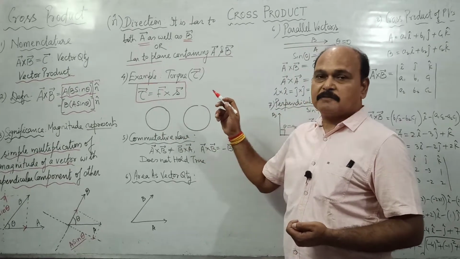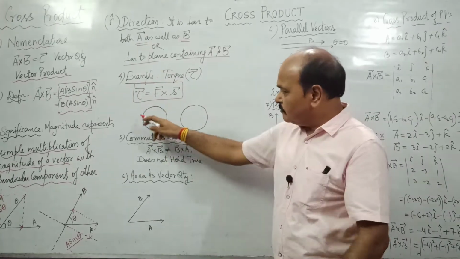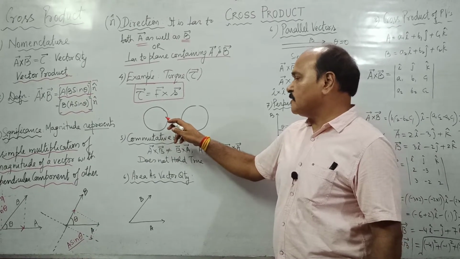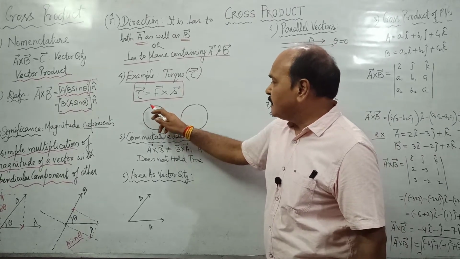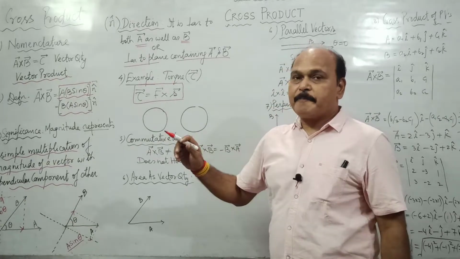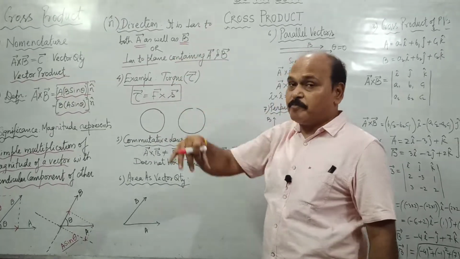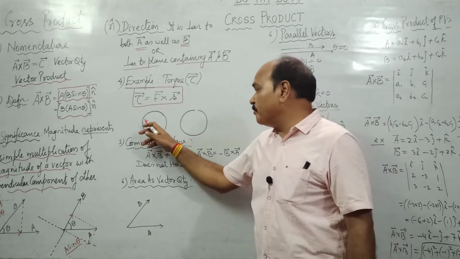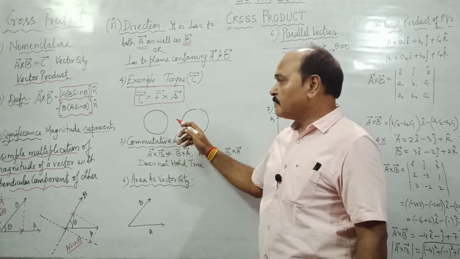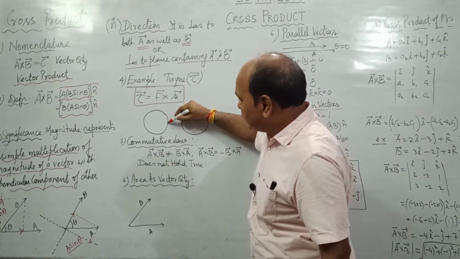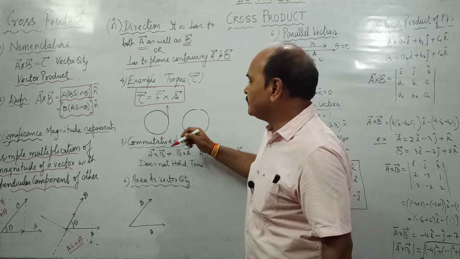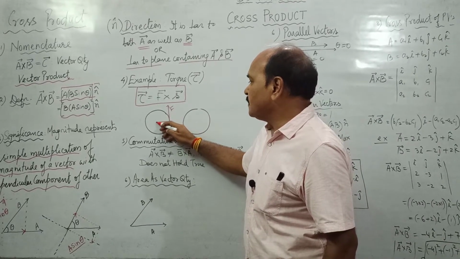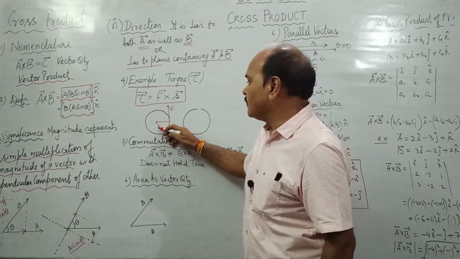Suppose this is the head of a screw, or say the head of the tap, and we are looking at the head of the tap in the wash basin from the top. So this is the top view of the head of the tap. Now, if we apply a force in this direction, F, this is F vector, and this is the distance from the center, and we can call it S vector.